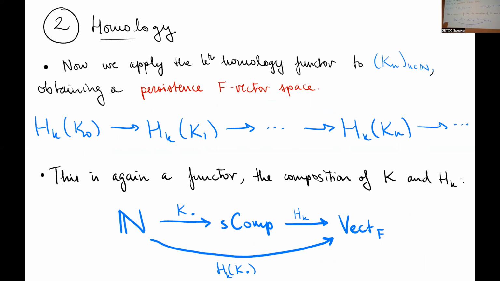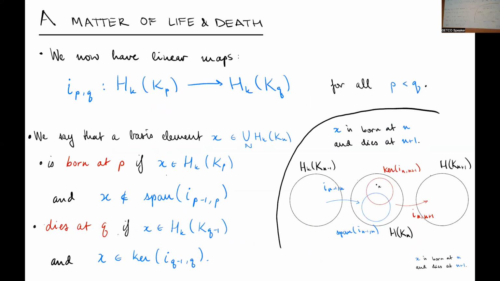And then we can again just view this as the composite functor of the one that we had in the beginning, this K dot, and the homology functor. So this gives us a set of linear maps, and these are going to be important in persistent homology because they are telling us how the generators evolve throughout this filtration. Anytime we have P less than Q, we have this unique linear map between KP and KQ. And this gives us a notion of birth and death of a generator.